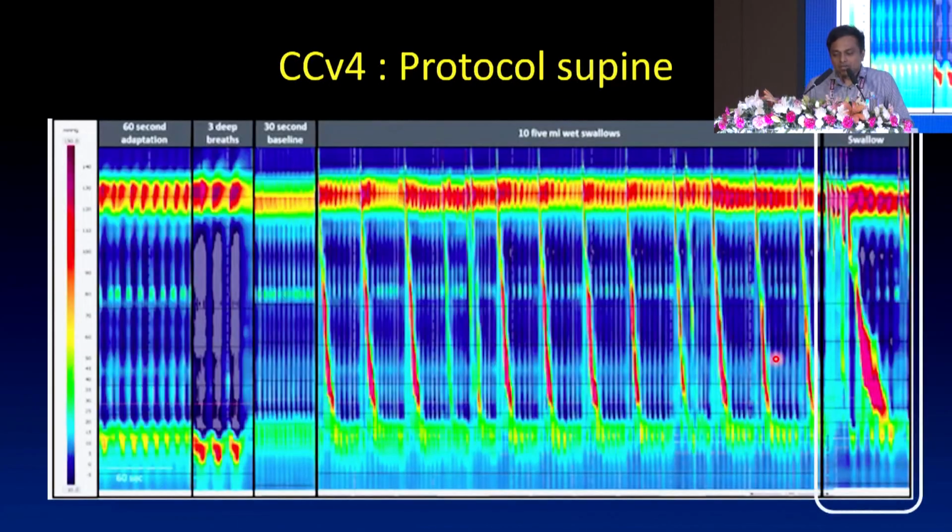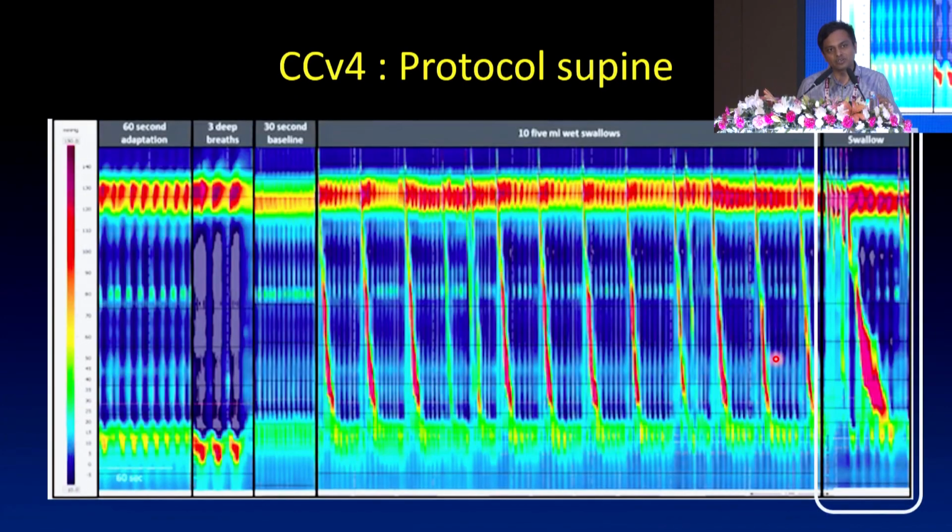Now, the Chicago 4 tells us that you don't just do the manometry in the supine position, but you also use other additional maneuvers which are really useful. I'll show you examples for that. You use something called a multiple rapid swallow.